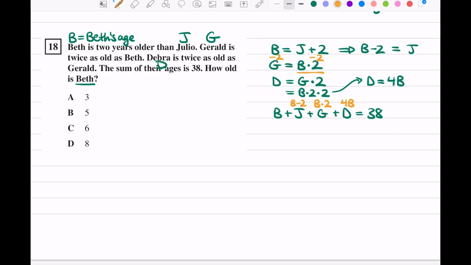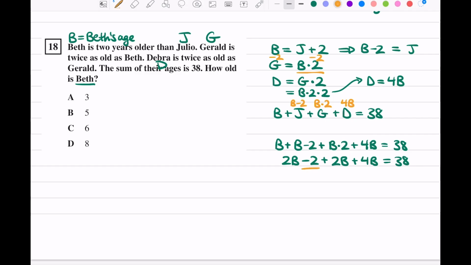And now we have an equation with just b. So we can solve that, and we'll know how old Beth is. So let's rewrite this. We have b, and then j is b minus 2, g is b times 2, and d is 4 times b. On the left side, b plus b gives us 2b. We have a minus 2, and then b times 2 we can write as 2b, and then we have a 4b at the end.